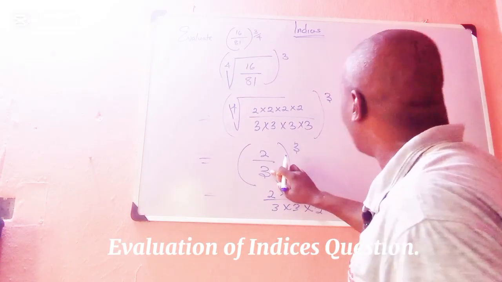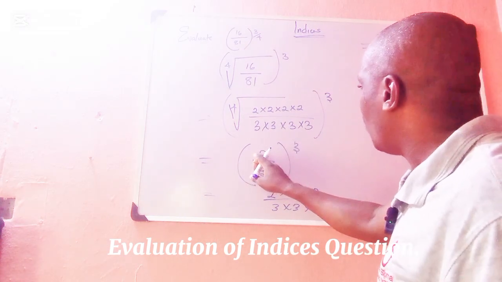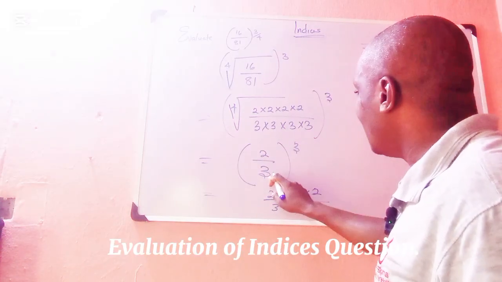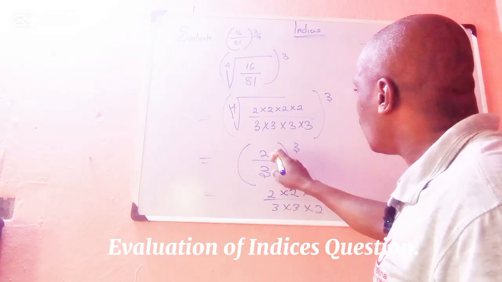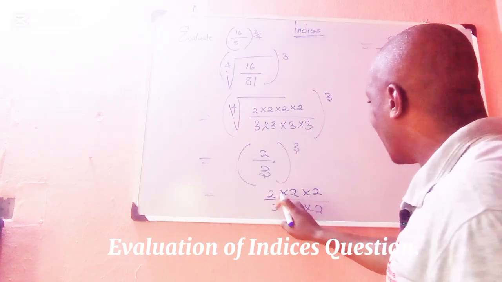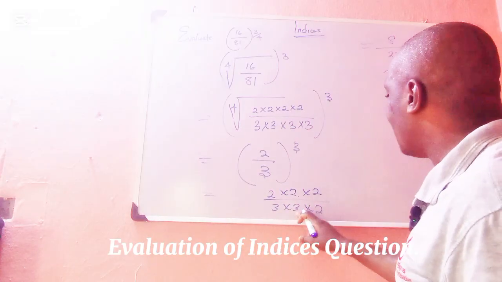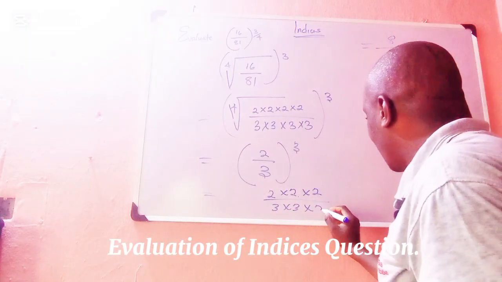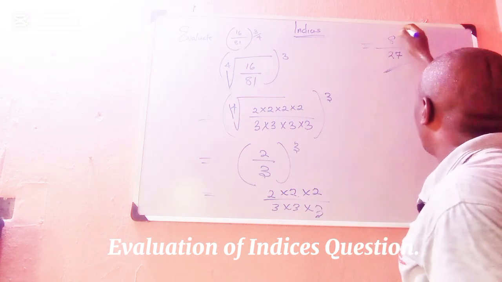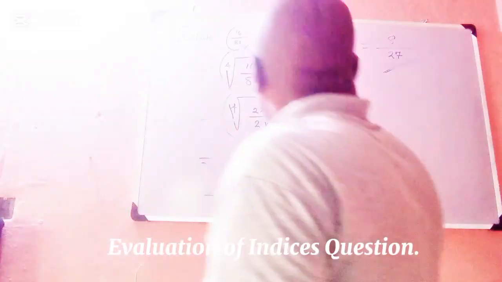Then 2 over 3 is raised to the power of 3, which gives us 2 raised to the power of 3 over 3 raised to the power of 3. When we multiply 2 times 2 times 2, it gives us 8. 3 times 3 times 3 gives us 27. So the answer is 8 over 27. So that is the answer.